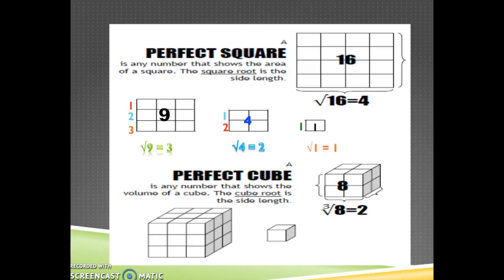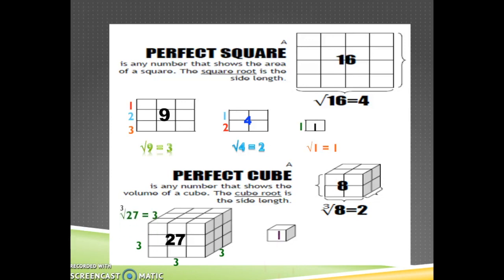Now let's look at the perfect cube. The perfect cube shows the volume of a cube. So the cube root is the side length. So the volume of that cube is 8, the cube root of 8 is 2. That is the side length. So the volume of this cube is 27 with the side length of 3 times 3 times 3. So the cube root of 27 is 3.